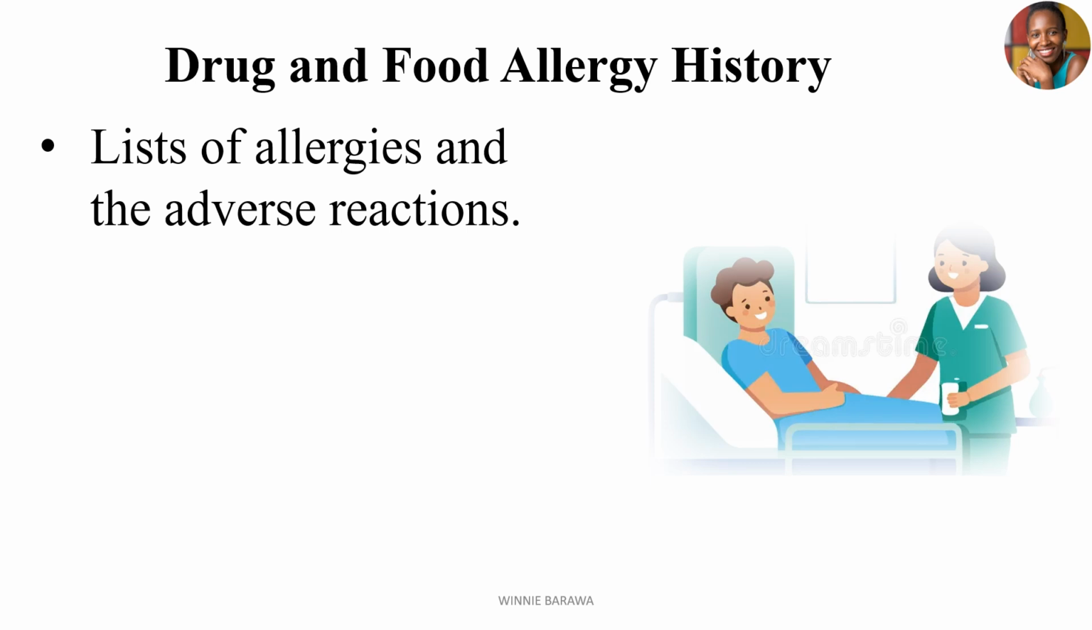Then you have another component of drug and food allergy history. In the drug and food allergy history, we look at the drugs or the foods that this client has reactions to. So if there's a certain medication the client takes and they usually have an adverse reaction, we would like to address that early enough before we intend to administer and then the client gets affected. However, it's advised that anytime you are administering medication, always rule out allergies before you administer.